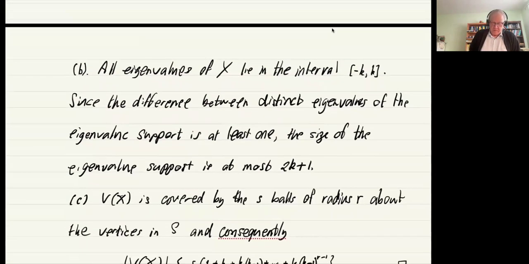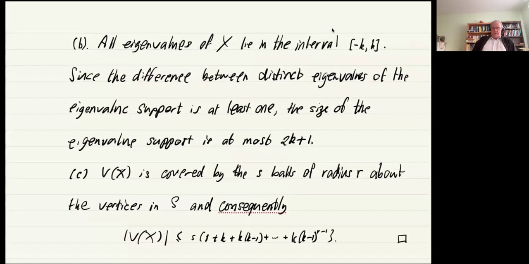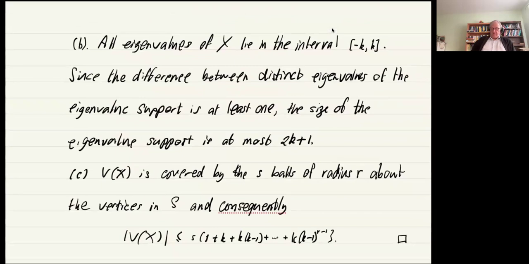And so now we get to all eigenvalues of the graph. Since the valency is bounded by k, all eigenvalues lie in the interval from k to minus k. And since the difference between distinct eigenvalues in the eigenvalue support is at least 1, the size of the eigenvalue support is at most 2k plus 1. And so the vertices of the graph are covered by the S balls of radius r about the vertices in S, and so consequently the number of vertices is bounded by a function of k and S. And so that gives us a general statement about when subset states are periodic.